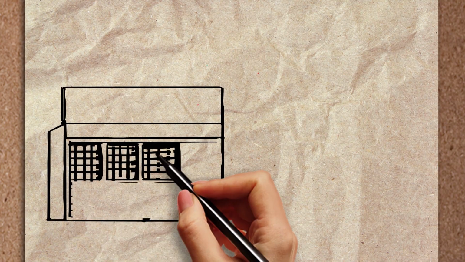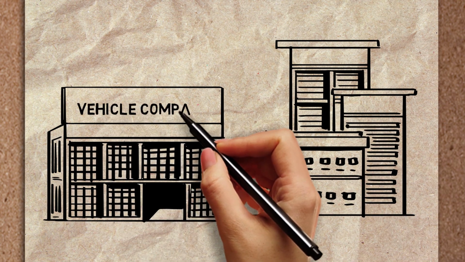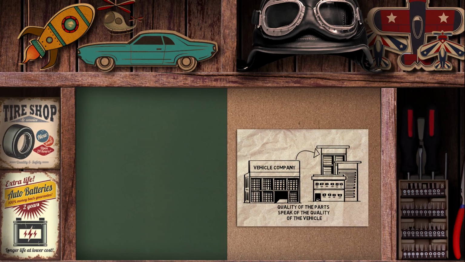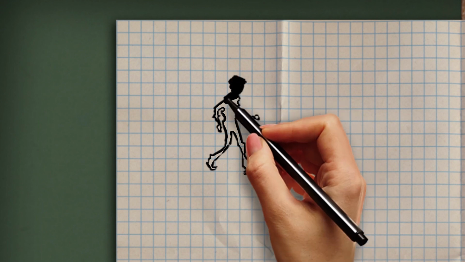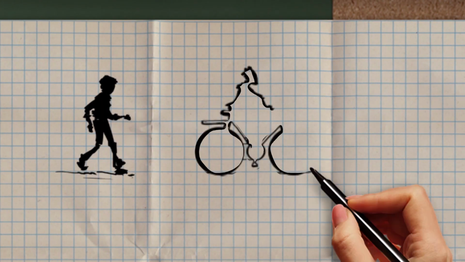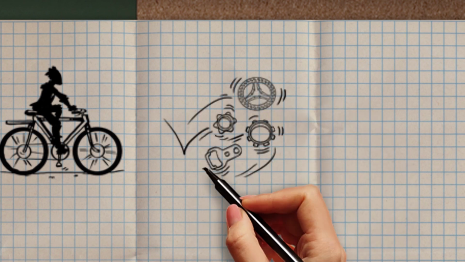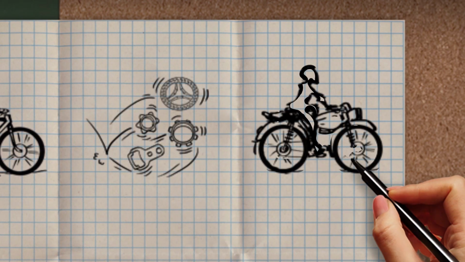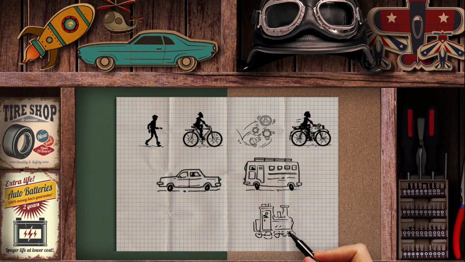Grandpa smiled. He said that is why it is very important for the vehicle companies to choose the right partners. Quality of the parts speaks of the quality of the vehicle. My granddad worked at TII. He said that the company started with the objective of providing mobility to the common man in the form of a bicycle.